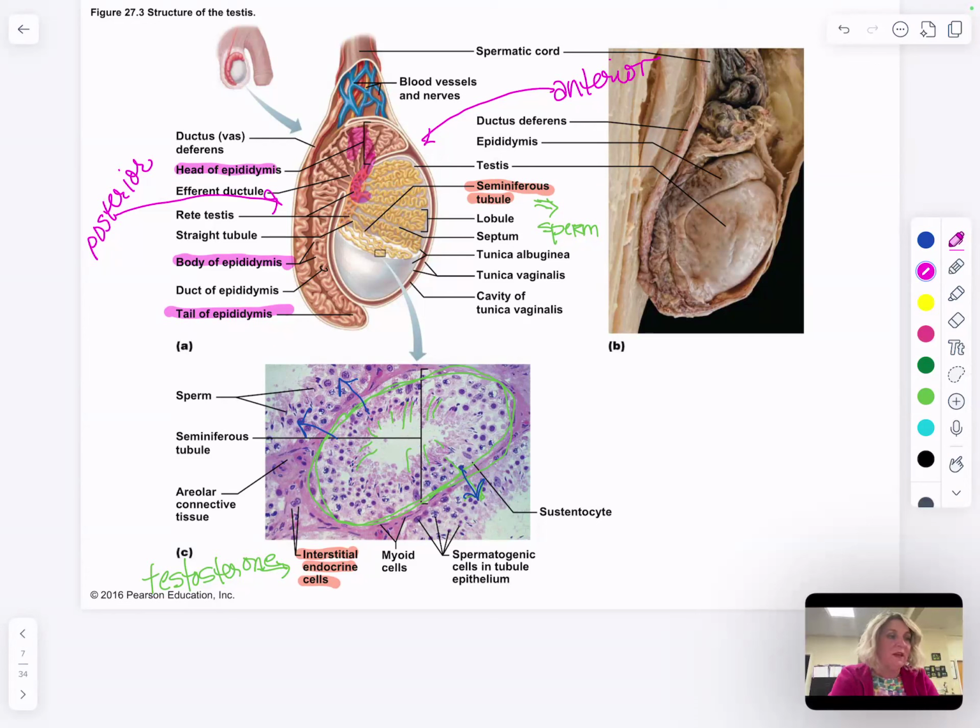The sperm can be held in the epididymis if there's no ejaculation for several months, and they'll be fine. There is nourishment and nutrition in the epididymis, so they can stay alive. After a few months, though, they will die and just be reabsorbed by the body.